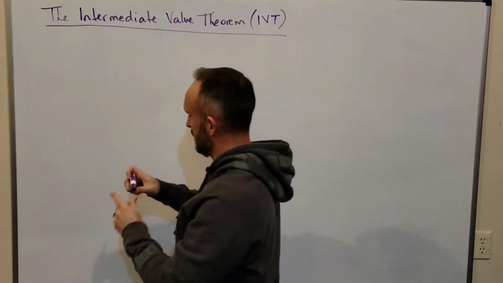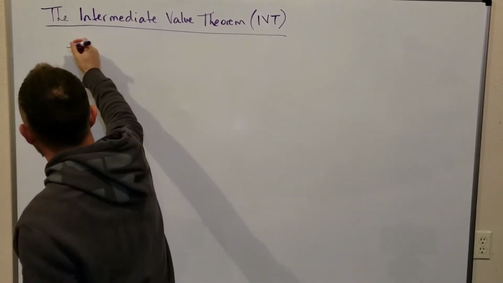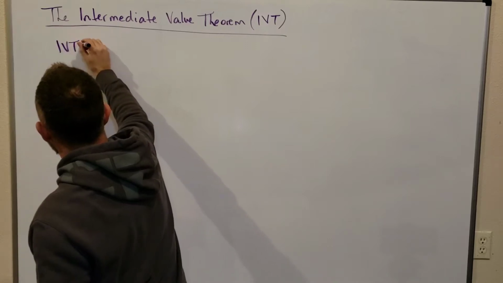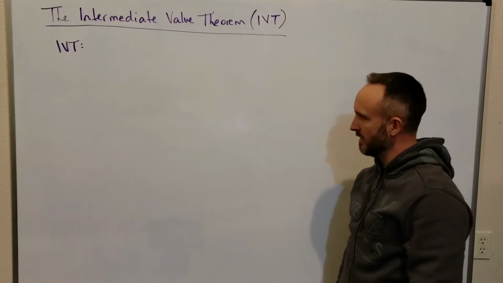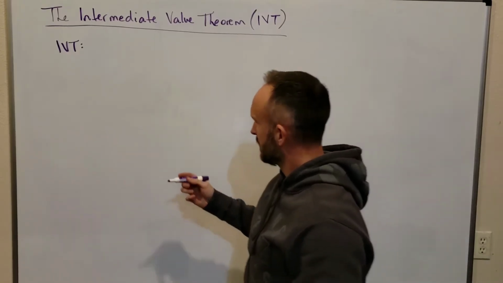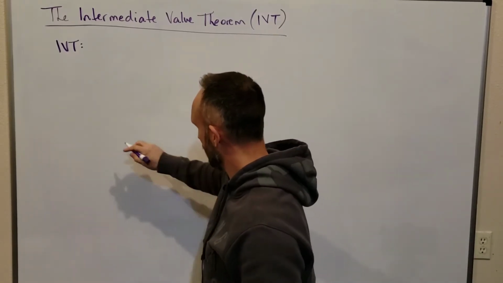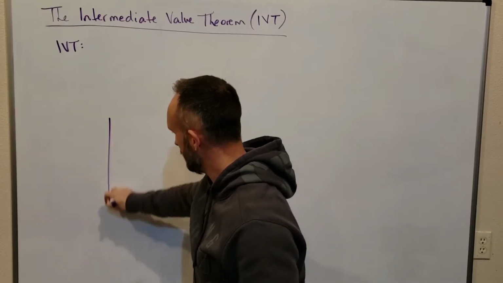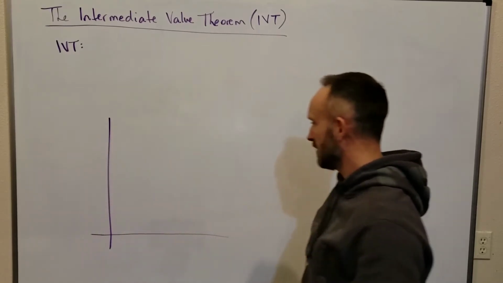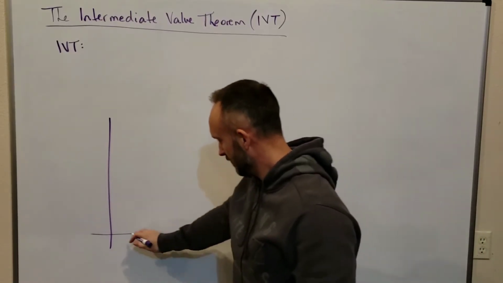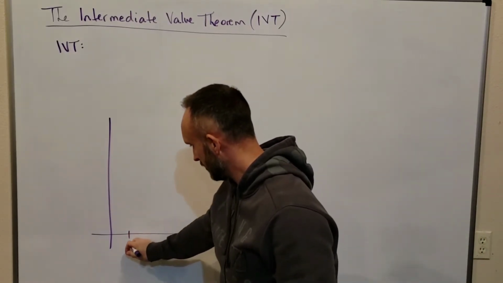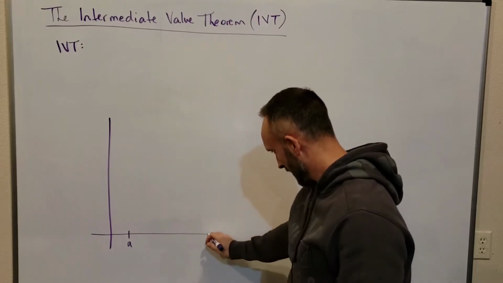Okay, so here we go. Up here we will state the IVT, the intermediate value theorem. We'll state it there, and we'll illustrate it down here. So here's the idea. We're going to work in the first quadrant. We'll keep it simple. Let's say that we've got two x values that we're interested in called a and b.